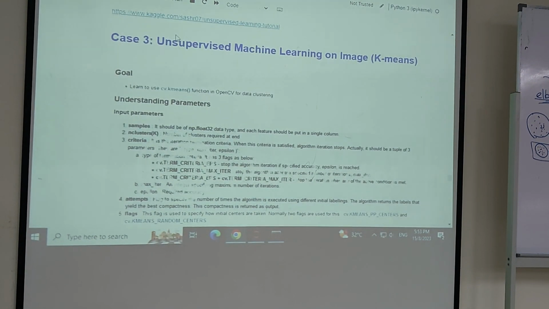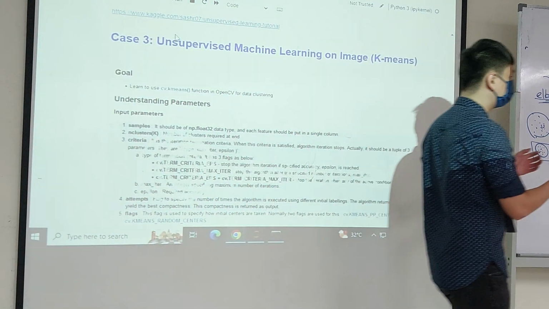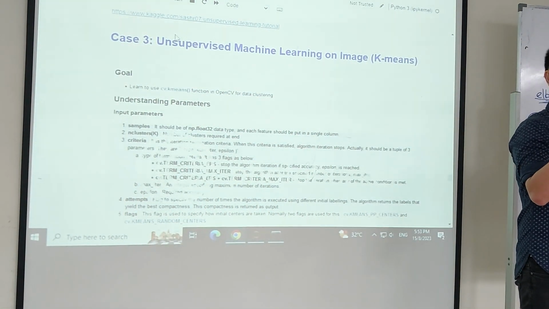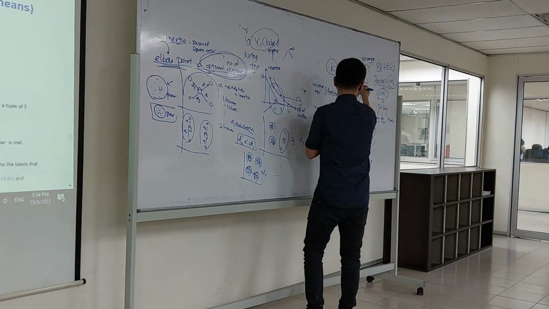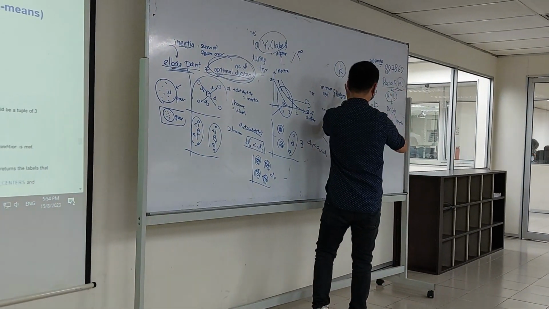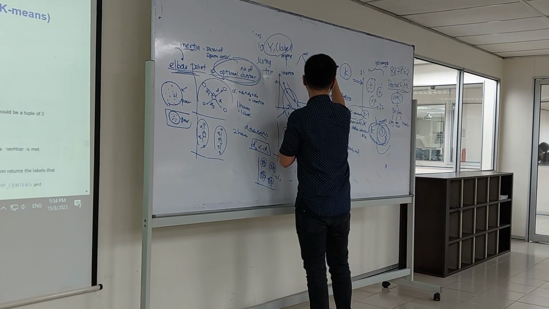The third case here is to apply k-means to identify the foreground and the background of an image. You still remember the purpose of unsupervised machine learning? To do clustering, to separate different clusters. So let's say now you have one image, you have one human here.